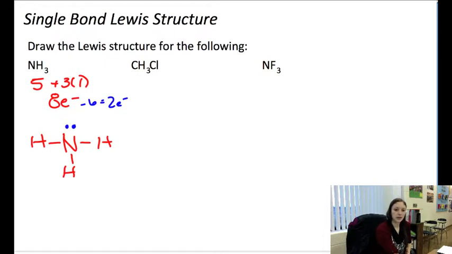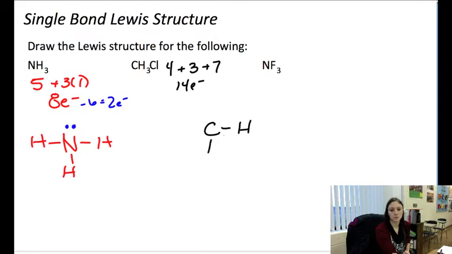Okay, if I look at CH3Cl, count up my total. Carbon is 4, each hydrogen is 1 for 3, and chlorine is in group 17, so it has 7. Got a total of 14 electrons. Well, now what's going to go in the middle? What's the least electronegative? Carbon. If there's a carbon, carbon goes in the middle.